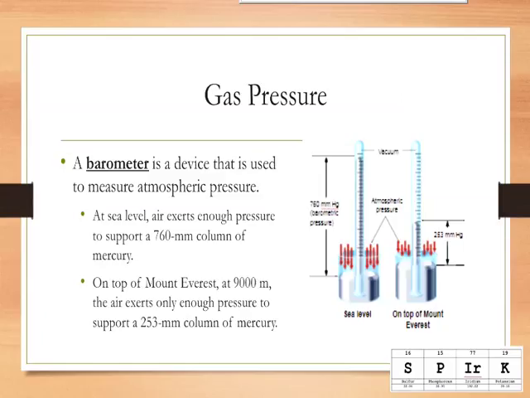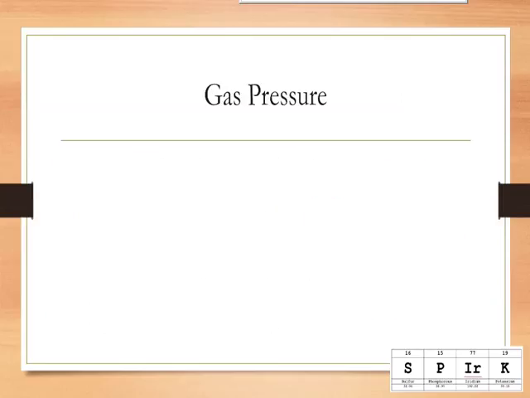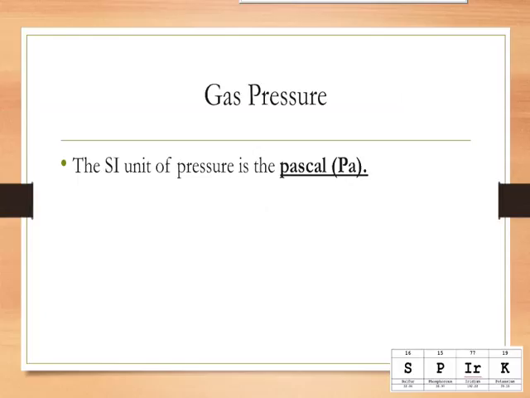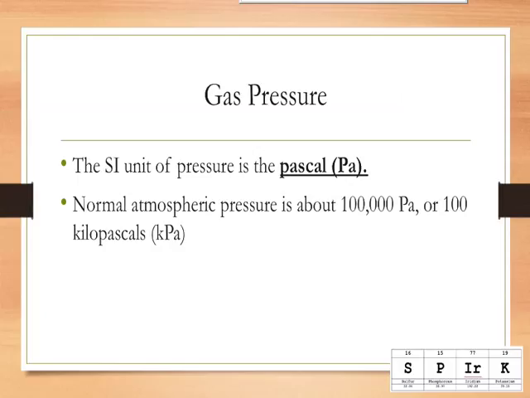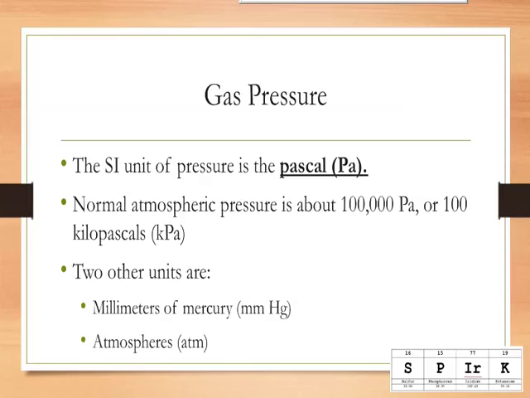What is happening is that the atmospheric pressure is forcing down on this liquid, which is the mercury, which is then forcing it up this tube. So the higher the pressure, the higher up the mercury will go in the tube. The SI unit of pressure is called the Pascal. Normal atmospheric pressure is about 100,000 pascals or 100 kilopascals.